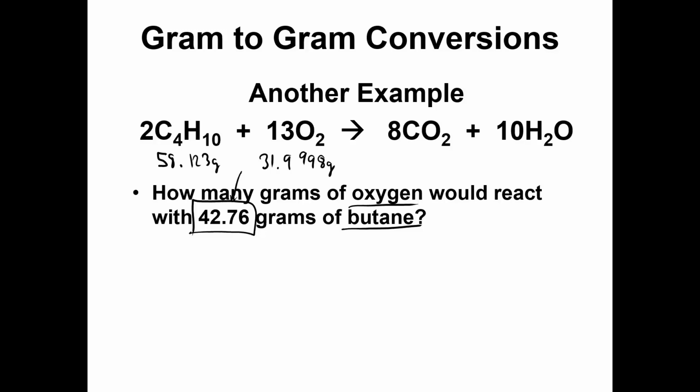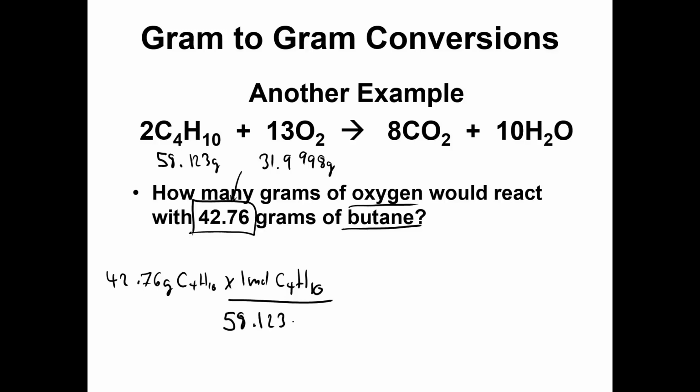We are doing grams to grams. So we have 42.76 grams of C4H10 times 1 mole of C4H10 divided by that 58.123 grams of C4H10. Next is the mole to mole conversion.